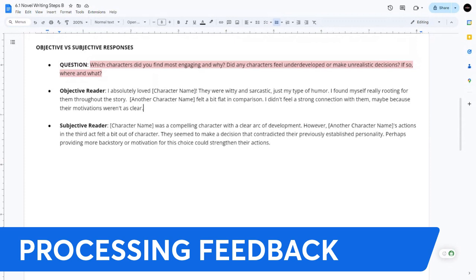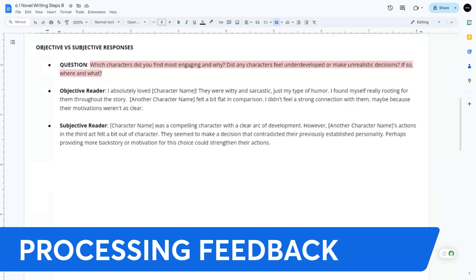All right. So this feedback is subjective because it focuses on personal preferences. The reader enjoys characters with a specific type of humor and connects more easily with those who remind them of themselves, okay? Which brings us to objective, all right? The objective one is character name was a compelling character with a clear arc of development. However, another character's actions in the third act felt a bit out of character. They seemed to make a decision that contradicted their previously established personality. Perhaps providing more backstory or motivation for this choice could strengthen their actions, right?